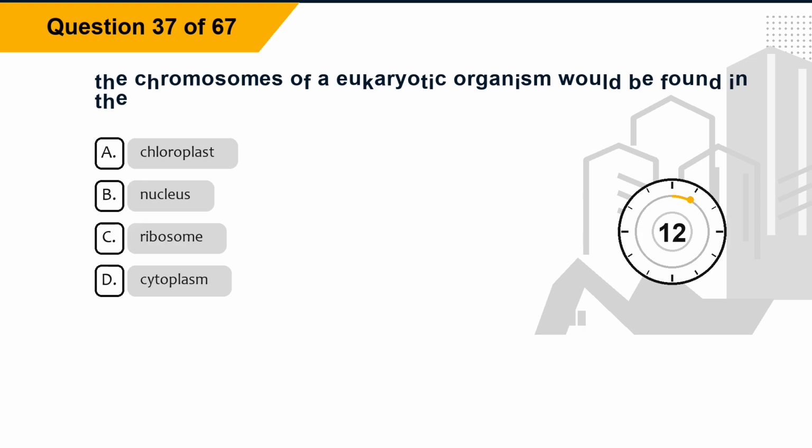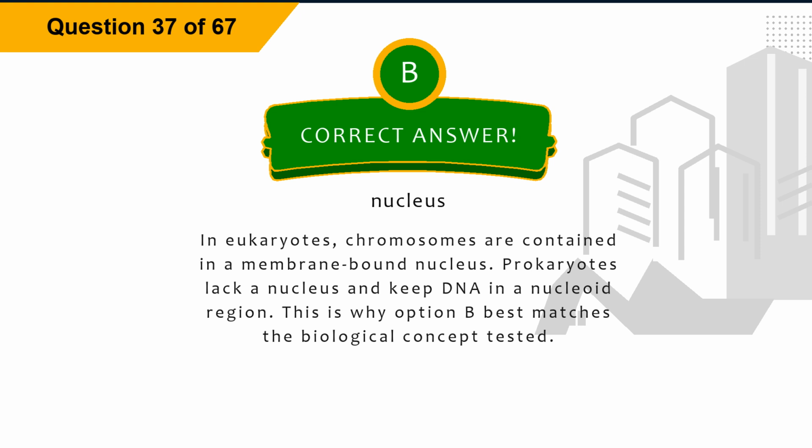Question 37. The chromosomes of a eukaryotic organism would be found in the: Option A, chloroplast. Option B, nucleus. Option C, ribosome. Option D, cytoplasm. The correct answer is option B, nucleus. Explanation: in eukaryotes, chromosomes are contained in a membrane-bound nucleus. Prokaryotes lack a nucleus and keep DNA in a nucleoid region. This is why option B best matches the biological concept tested.